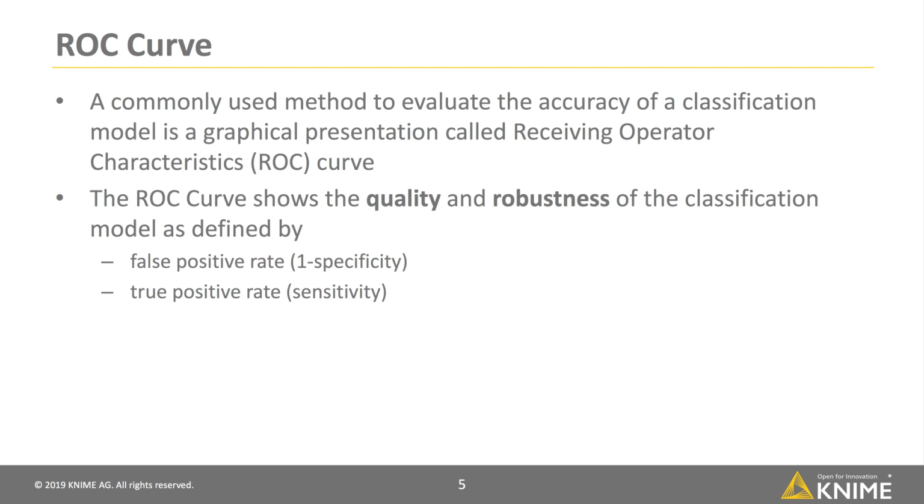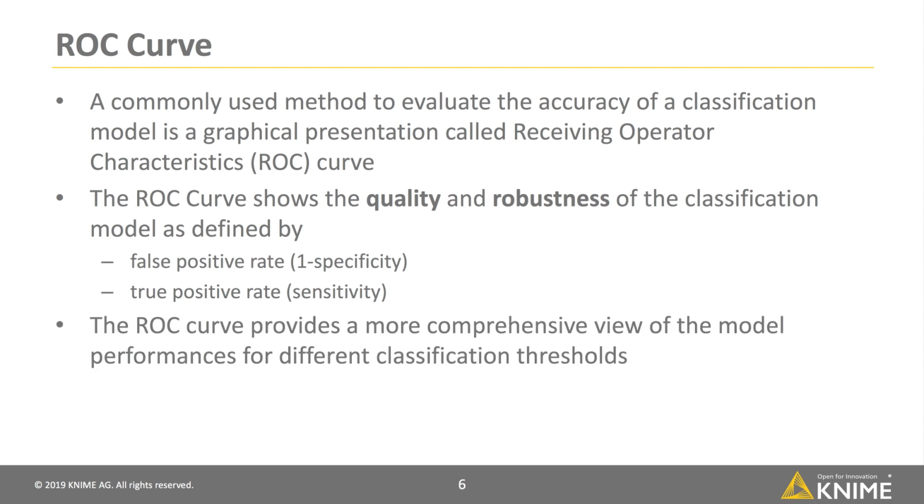Many scoring metrics measure the performance of a classification model for only one specific value of the threshold applied to the probability of the positive class. However, this is just one possible working point for the classification model. The ROC curve attempts to provide a more comprehensive view of the model performances for different classification thresholds.